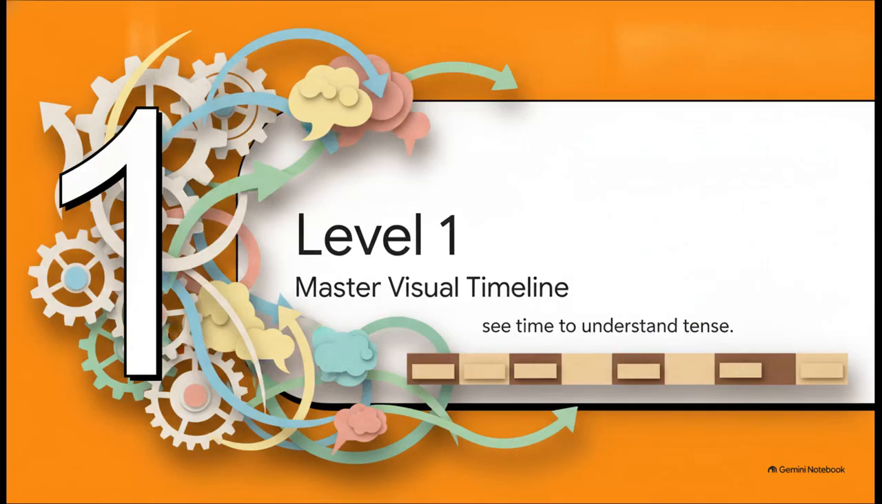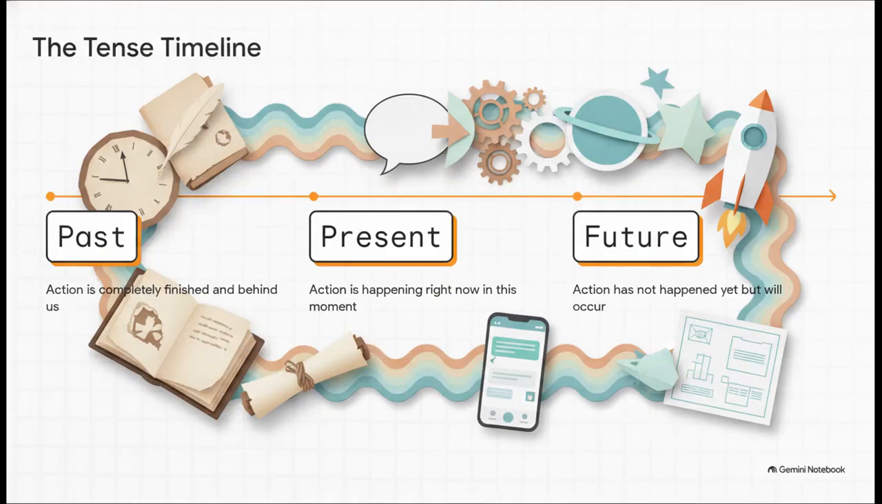All right, level 1, master the visual timeline. Honestly, the easiest way to hack tenses is just to map them out chronologically. It's like a giant puzzle, and when you see the pieces, it all makes sense. On the left, you've got the past. These are completely finished actions. Think of it as a closed door.